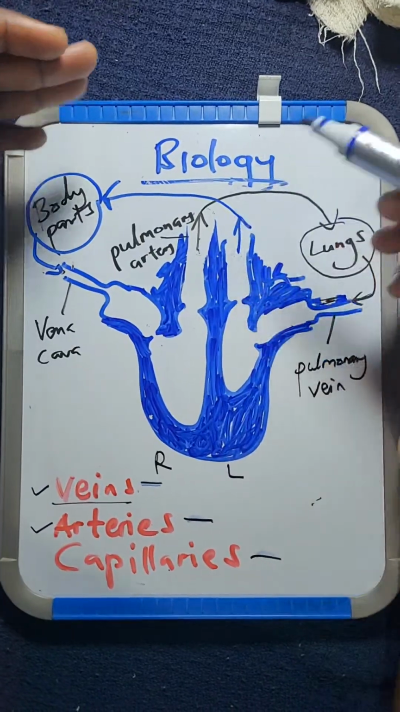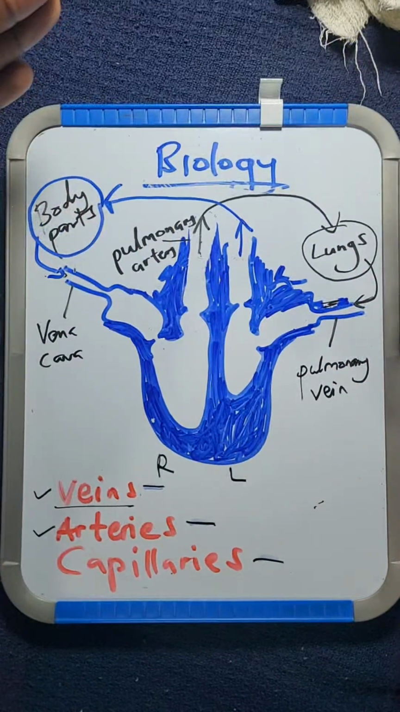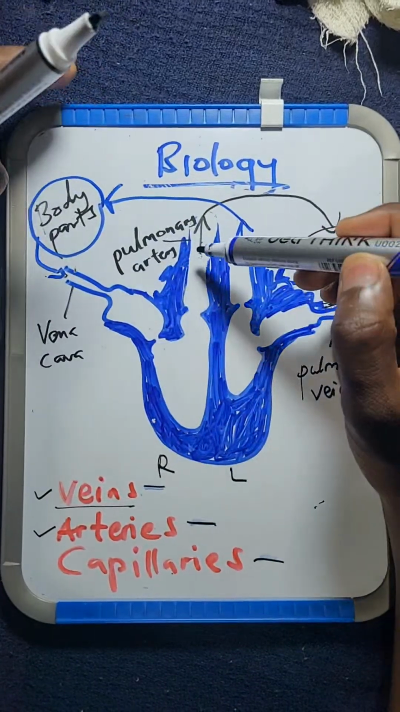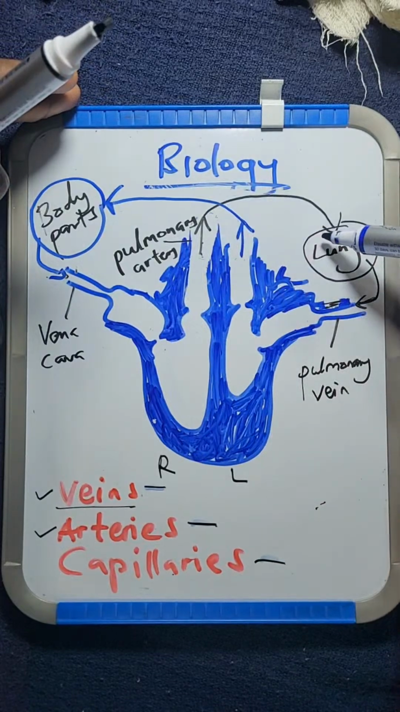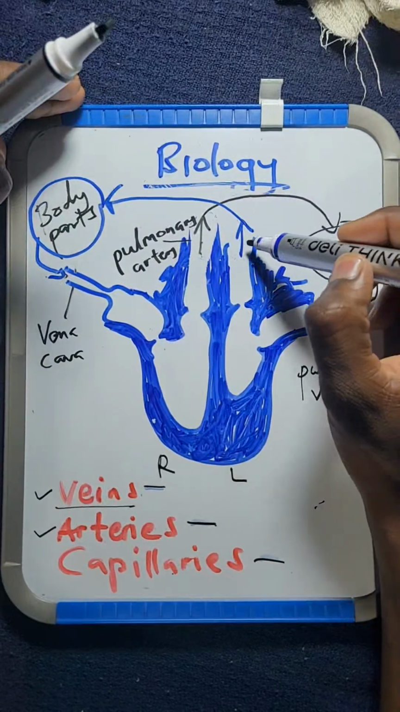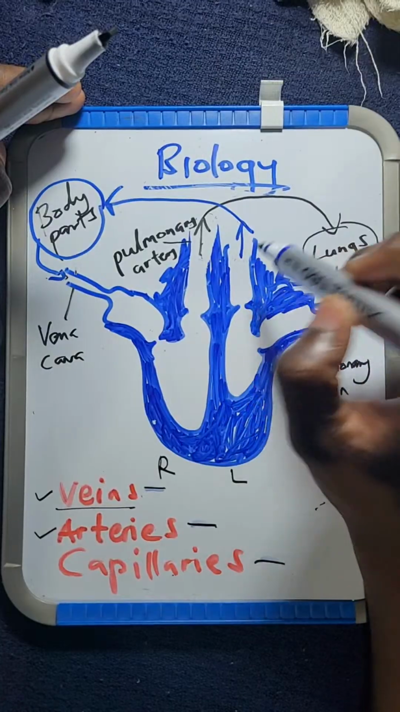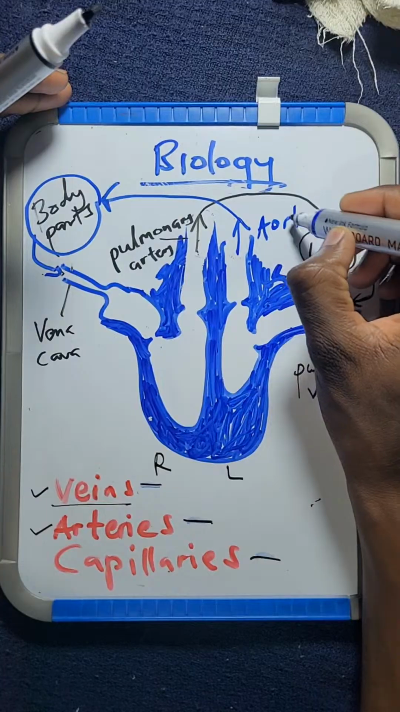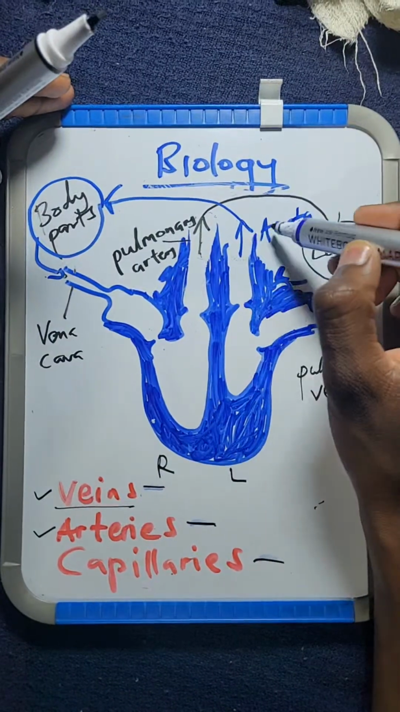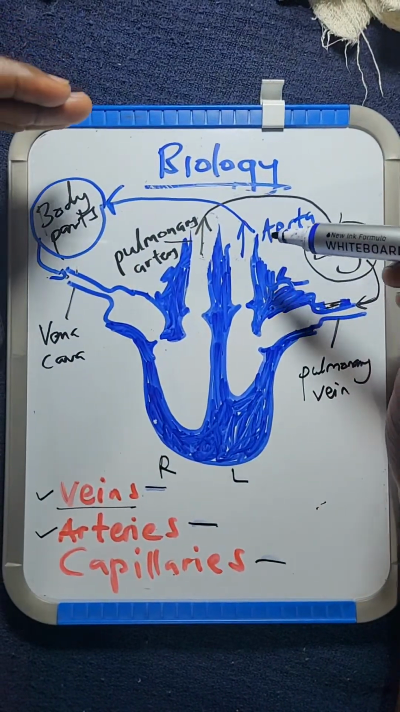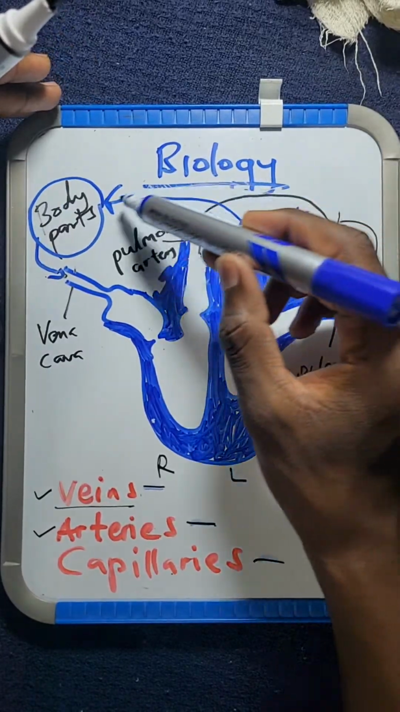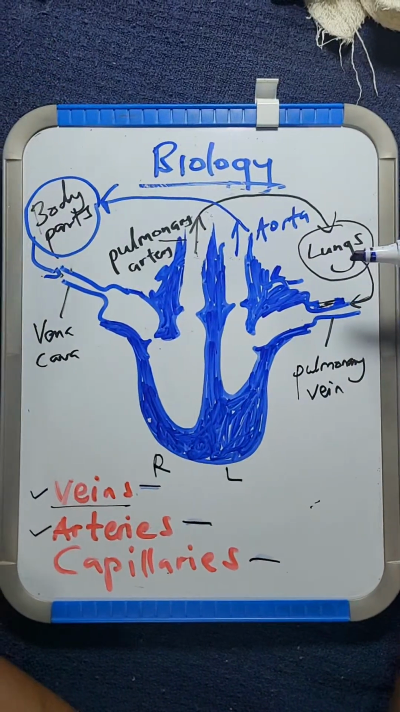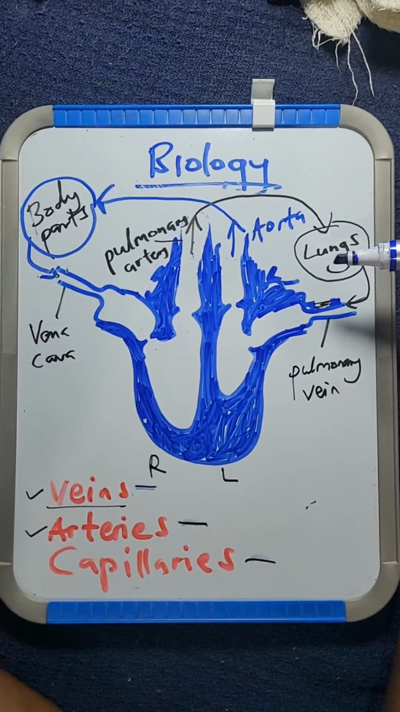And like I said, arteries transport blood away from the heart. So this artery, known as the pulmonary artery, which is on the right side, transports blood away from the heart, taking it to the lungs. Then this other artery, which is on the left side, known as the aorta, transports blood away from the heart, taking it to all body parts. Let's keep that in mind.